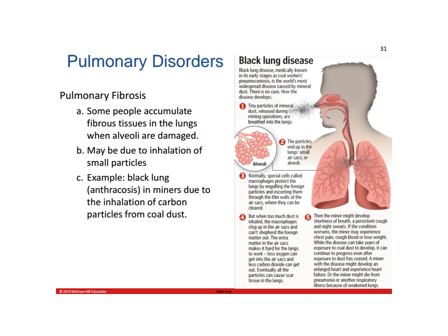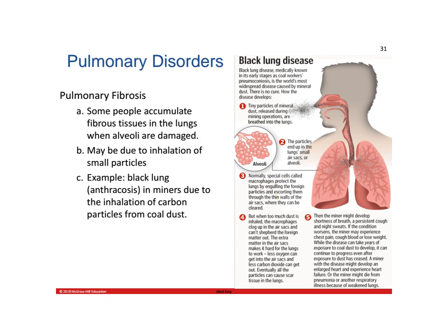In certain people that have lung damage, they'll accumulate fibrous tissue in the lungs, and this may be due to inhalation of small particles. An example would be black lung or anthracosis in miners, which is due to the inhalation of carbon particles from coal dust. If we look at this graphic, we can see what's going on. There are tiny particles in the dust that are released during the mining operation. The particles end up in the lungs' alveoli.